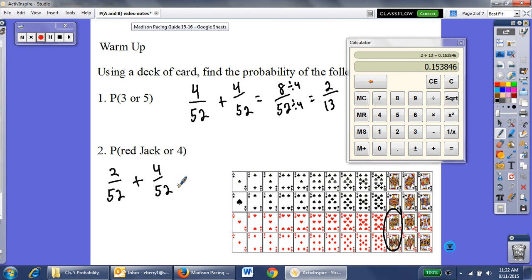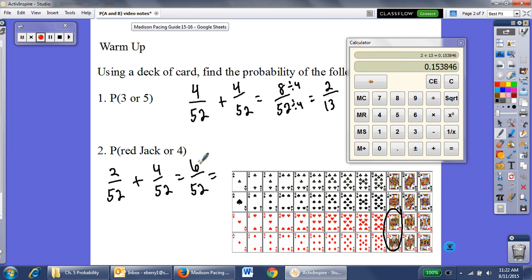And keep in mind, when you have this deck of cards, you're not trying to choose all 4 4s or all of the red jacks. You're only picking one card out of the deck of cards. We're just trying to calculate the probability that the card we pull out happens to be a red jack or a 4. So that's 6 out of 52 when we add.